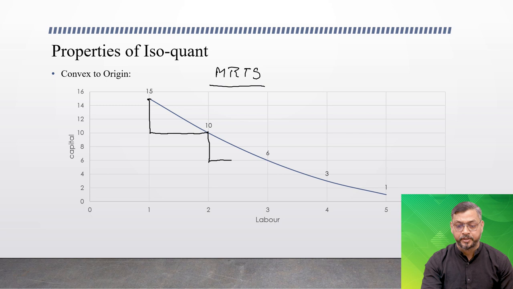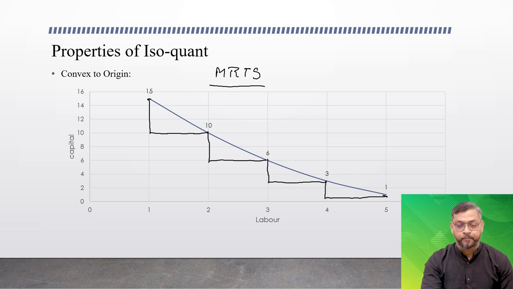In the third combination, we have 6 units of labor and 3 units of capital. In the fourth combination, we have 4 units of labor and 3 units of capital. And in the last combination, we have 1 unit of capital and 5 units of labor.